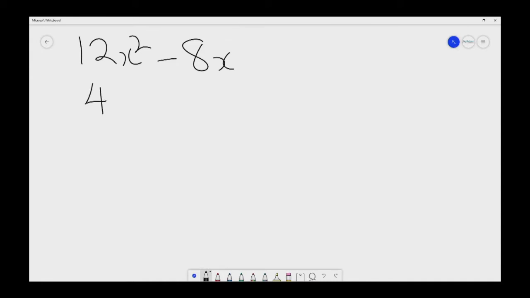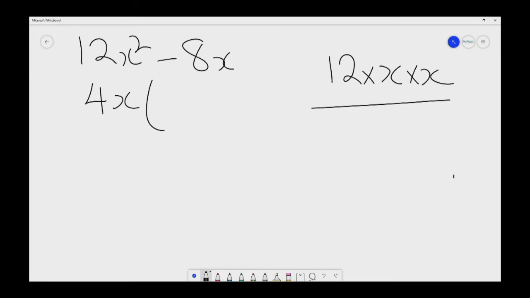Now we're looking for the common algebraic factor. So the common algebraic factor would be x. So we have 12 multiplied by x all over 4 multiplied by x. So 4 into 4 is 1, 4 into 12 is 3. x and x will cancel out. So we have 3x remaining.